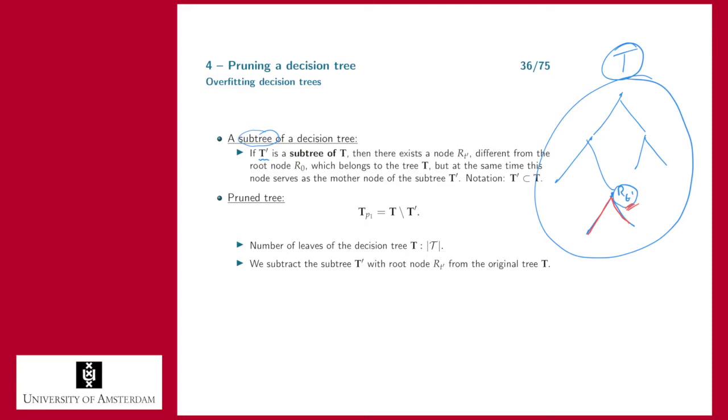If we have a tree T and a subtree T prime, we can look at a pruned tree that I call TP1, which is the initial tree T, but now we prune, we subtract this T prime tree here. So we take that out and we end up with our new pruned tree. So by pruning a tree, you make the tree smaller. You take out a subtree, meaning that your initial tree becomes smaller, has less leaves.